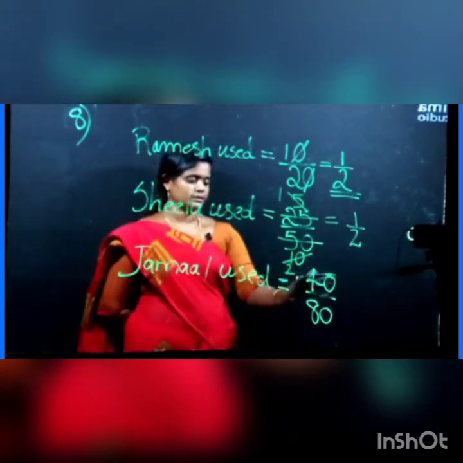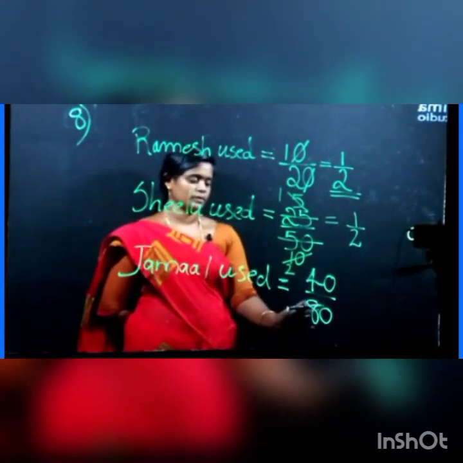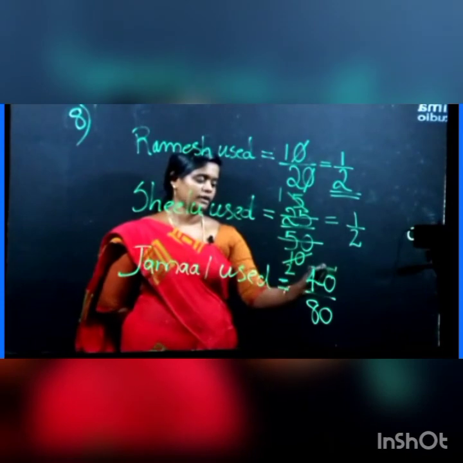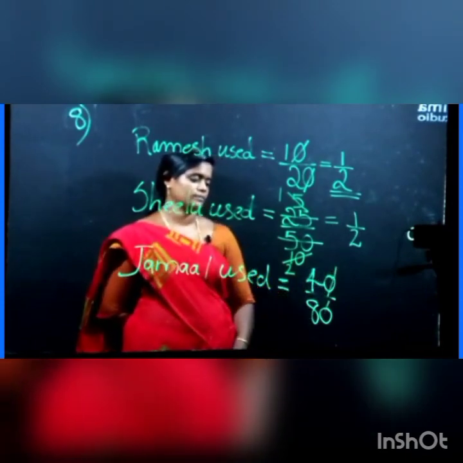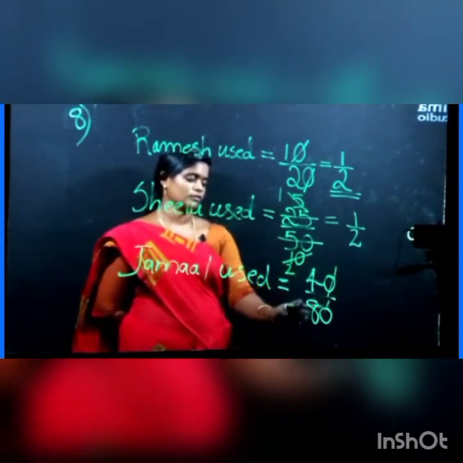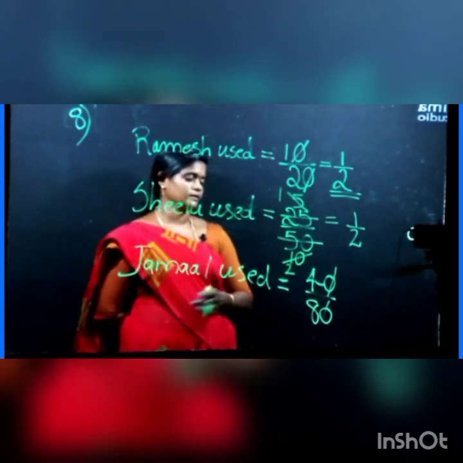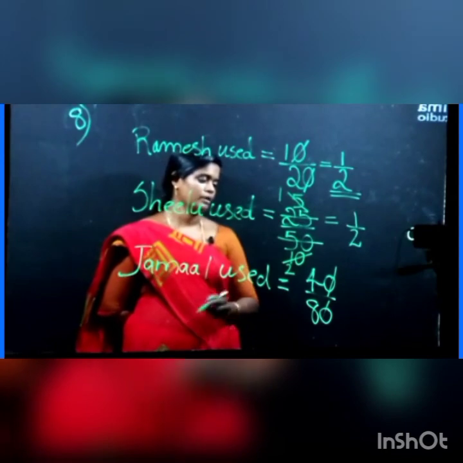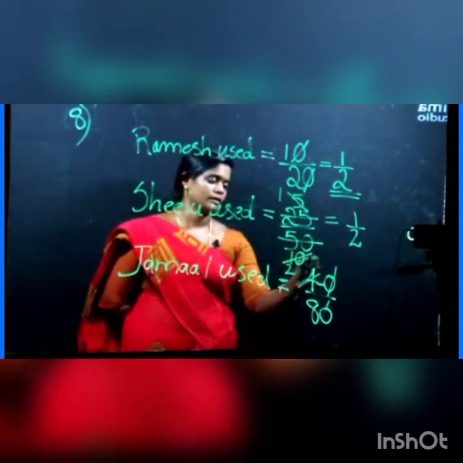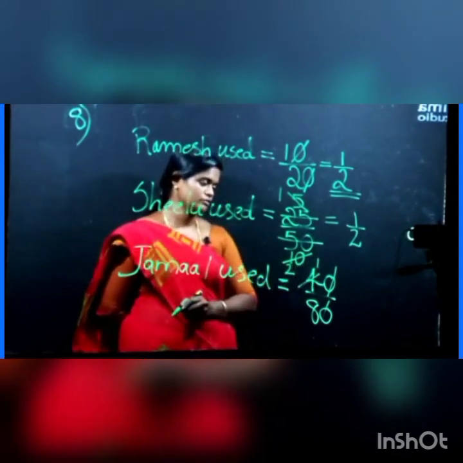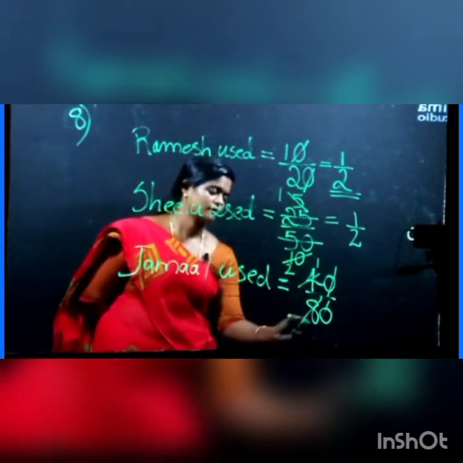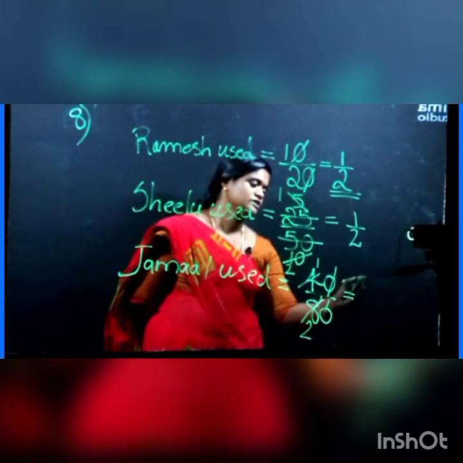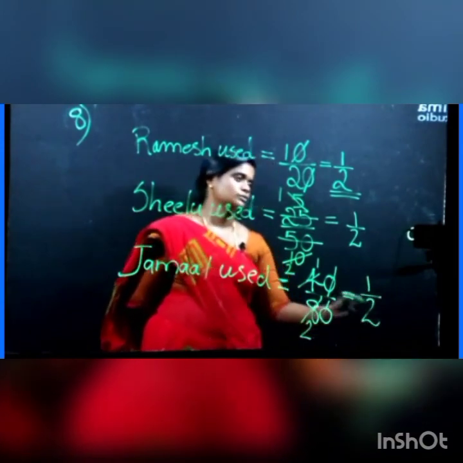Next we can consider the fraction of pencils Jamal used. First we can cancel these zeros. Next look at the fraction 4 by 8. It is clear that both are divisible by 4, so we can cut by 4. So cut this number and write 1, because 1 4 is 4. Here cut 8 and write 2, since 4 2s are 8. So our new fraction is 1 by 2.